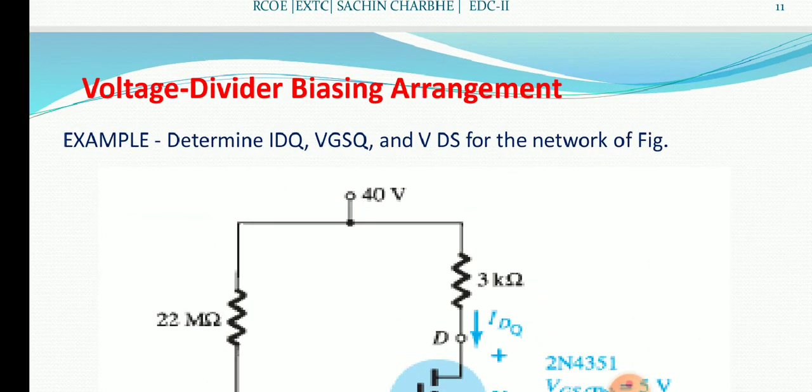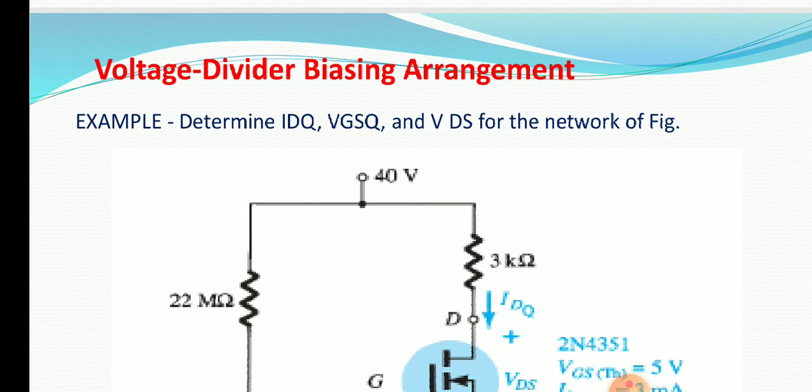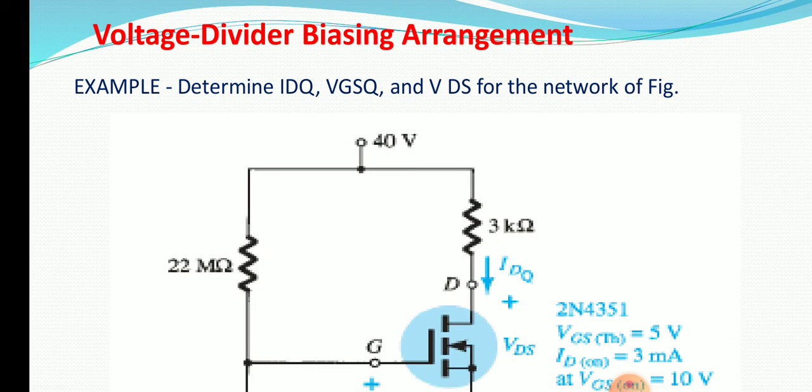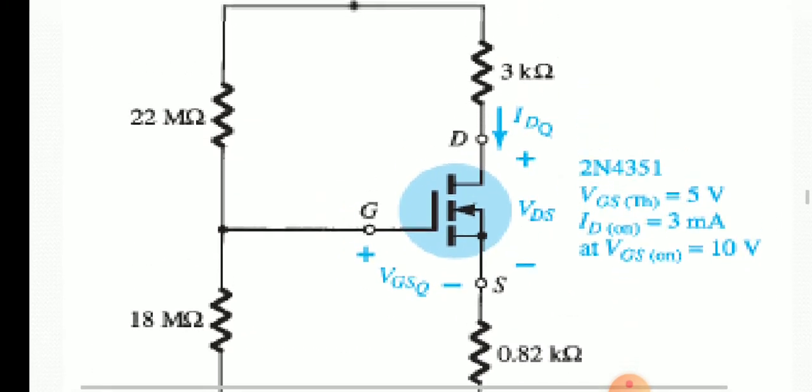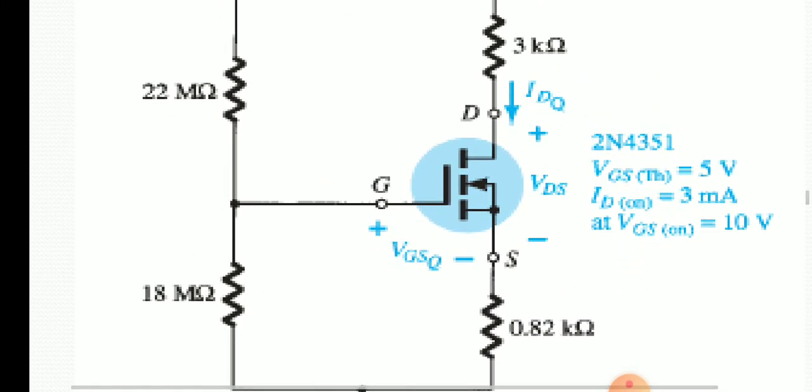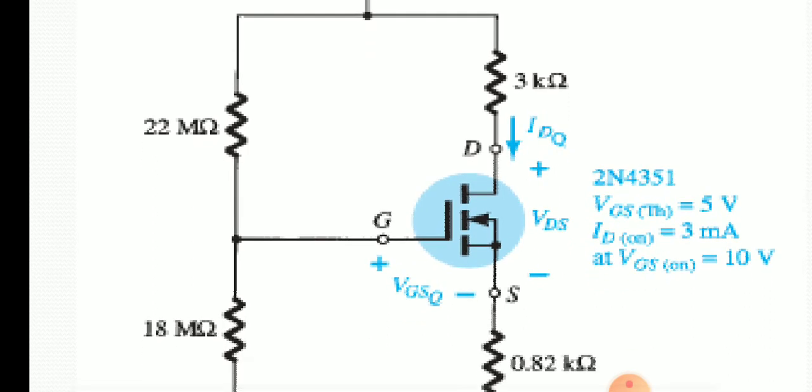Now second numerical, we take the voltage divider biasing arrangement. Here also we have to determine the IDQ, VGSQ, VDS. Enhancement type MOSFET is given, internal parameter is given. The internal parameter sometimes is not given, then we have to use the data sheet that is given in the question paper. Here the device MOSFET is given 2N4351.